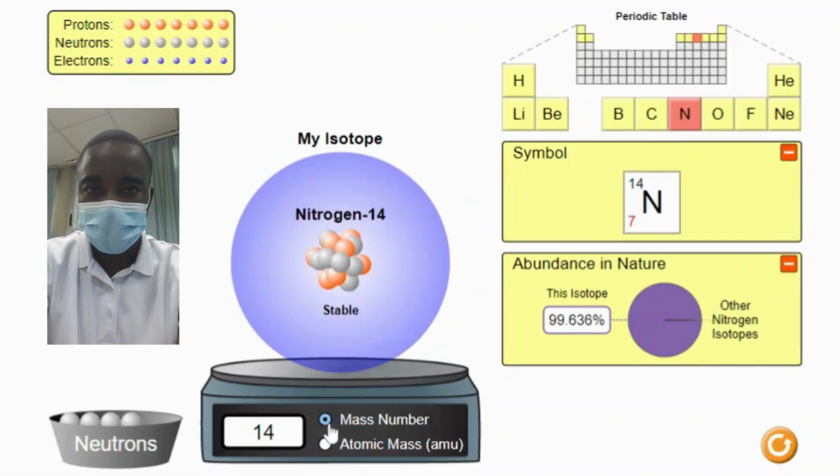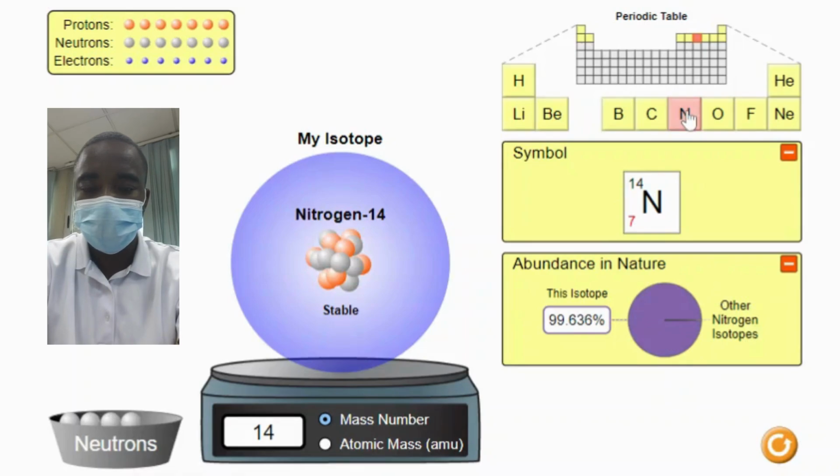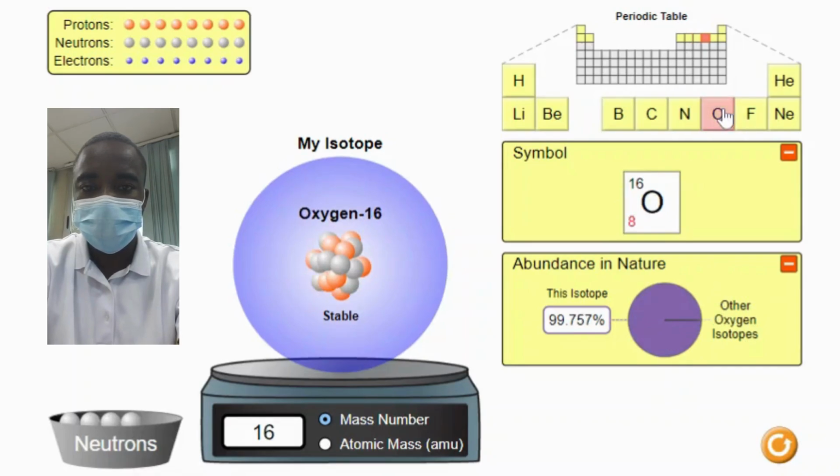The simulation enables students to create mixtures of isotopes by combining different isotopes of the same element. By adjusting the relative abundance of each isotope in the mixture, students can observe how the average atomic mass of the mixture is calculated. This interactive feature helps students understand the principles of isotopic mixtures and the calculation of average atomic mass.